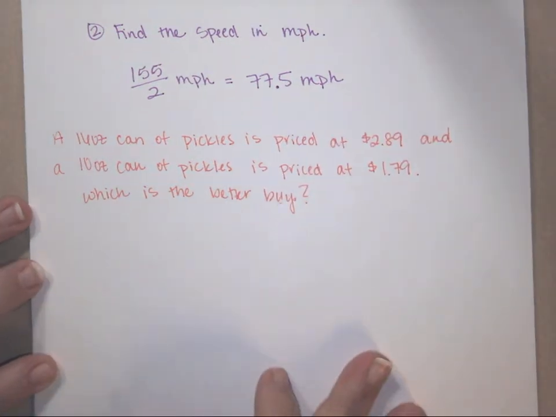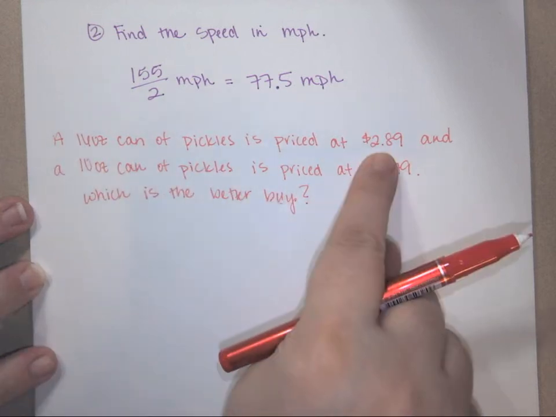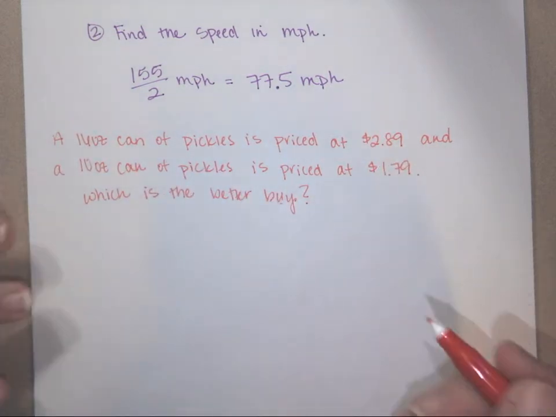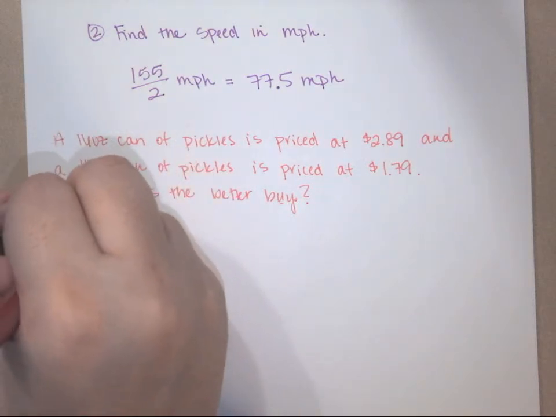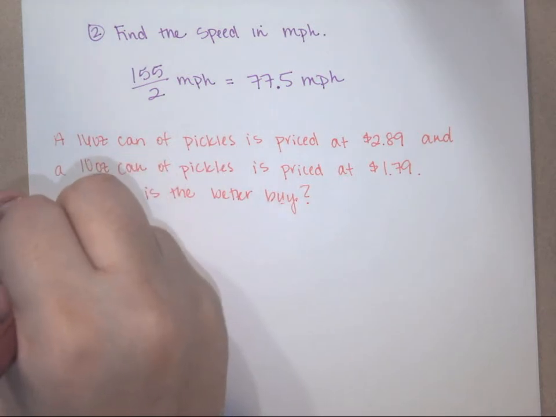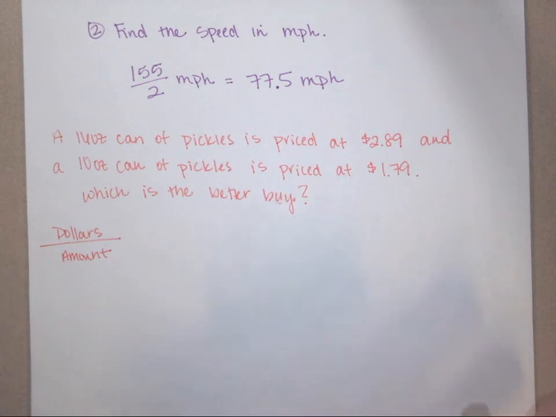So the way that we find that out is we have to look at each individual. So I have 16 ounces at $2.89. Most of the time, the way we would set up this ratio is we would have dollars over amount. Okay, so we're looking at how much, say, per ounce in this case.